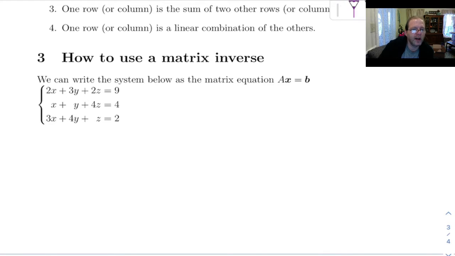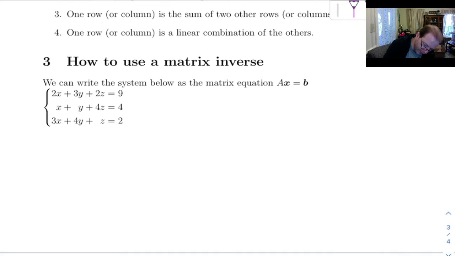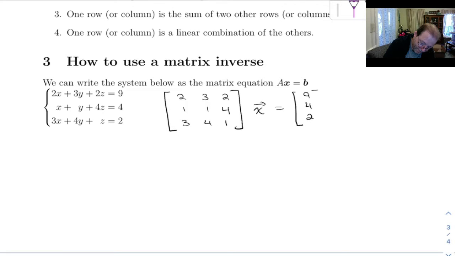Let's talk a little more about how to use a matrix inverse. So we've got this system written out here, and we can write it as a matrix equation, Ax = b. We'd have the matrix [2, 3, 2; 1, 1, 4; 3, 4, 1] times the vector x is equal to [9, 4, 2], where this is my A and this is my B.